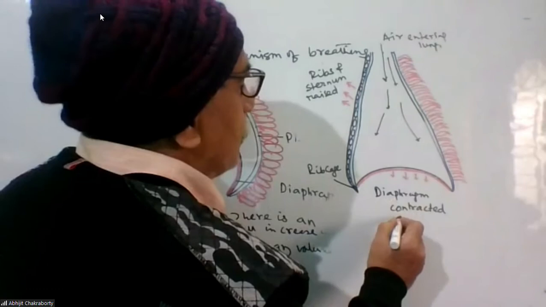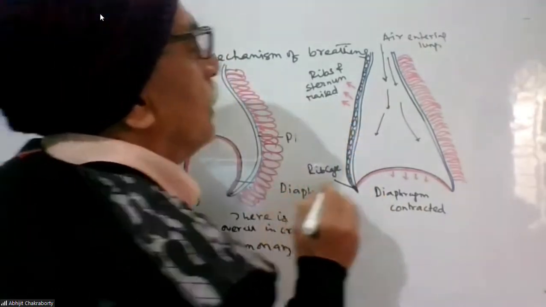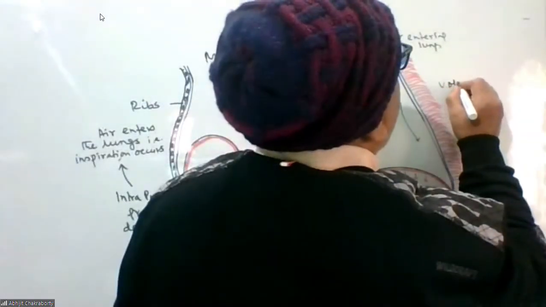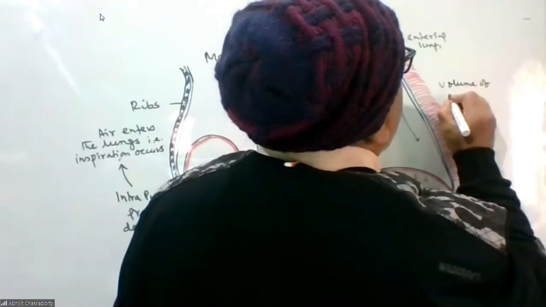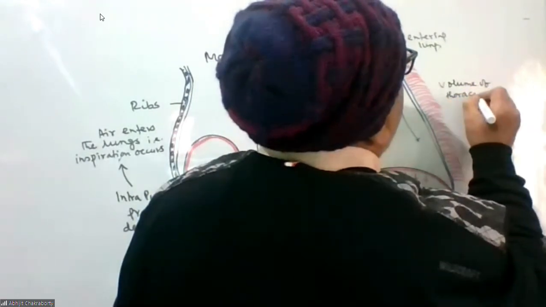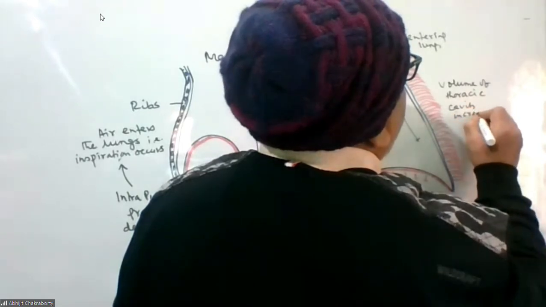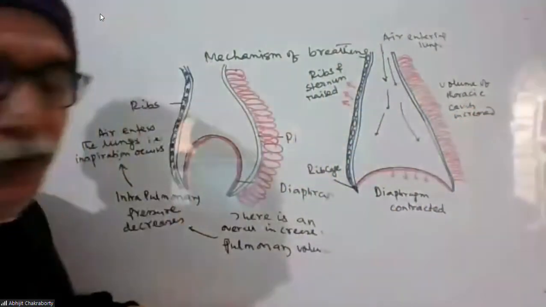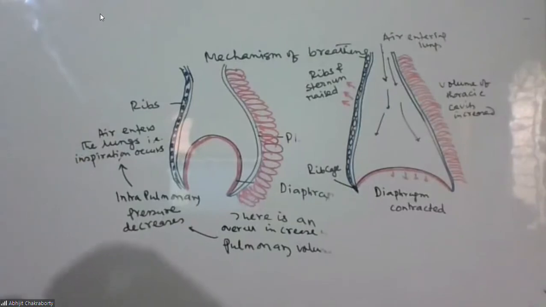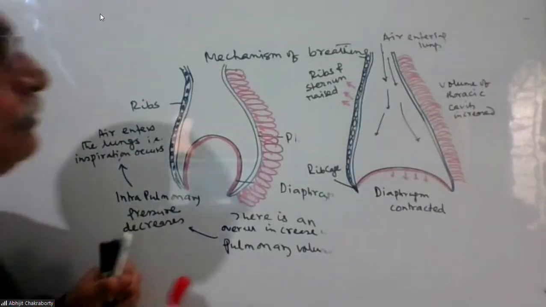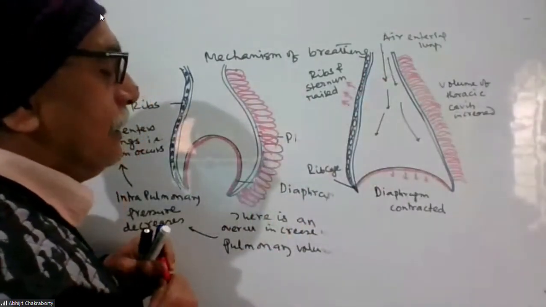So diaphragm contracts, ribs raised. So what happens? Volume of thoracic cavity increased. So this is what happens in inspiration.